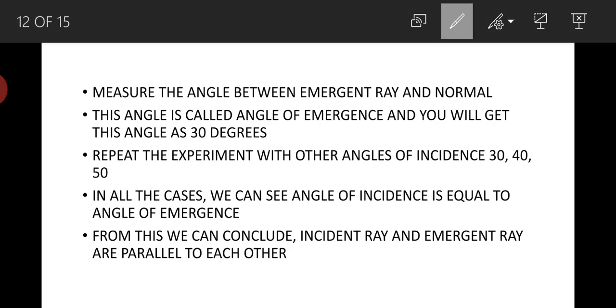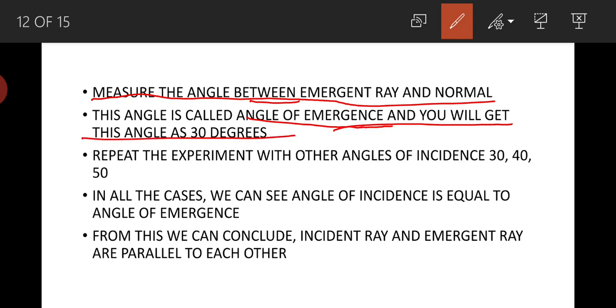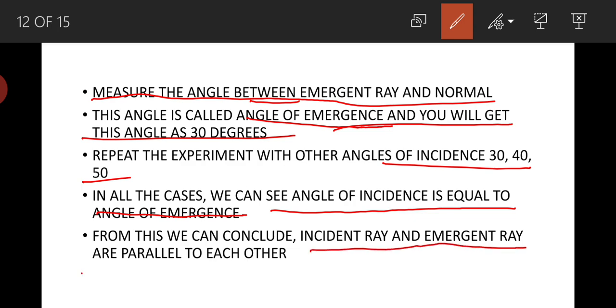Measure the angle between the emergent ray and the normal. This angle is called the angle of emergence, and you will get this angle as 30 degrees. So repeat the experiment with other angles of incidence: 30 degrees, 40 degrees, 50 degrees. In all the cases you can see that the angle of incidence is equal to the angle of emergence. From this we can conclude that the incident ray and emergent ray are parallel to each other.